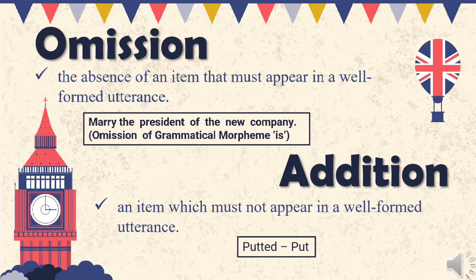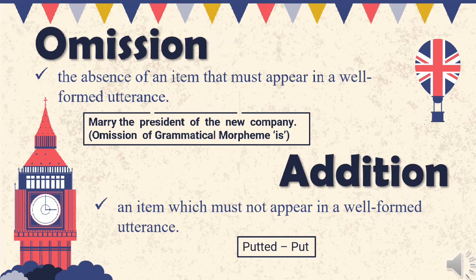Addition is an item which must not appear in a well-formed utterance. It is the opposite of omission. For example, the word "put" shouldn't be spelled as P-U-T-T-E-D. If we spell it like this, it becomes a regularization error, which is also a category of addition errors, where a marker that is typically added to a linguistic item is erroneously added to exceptional items of a given class that do not take a marker.